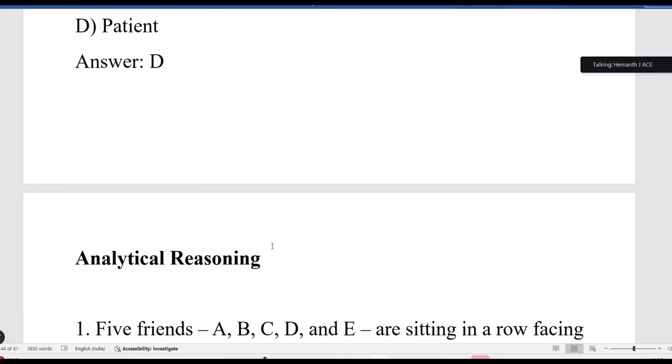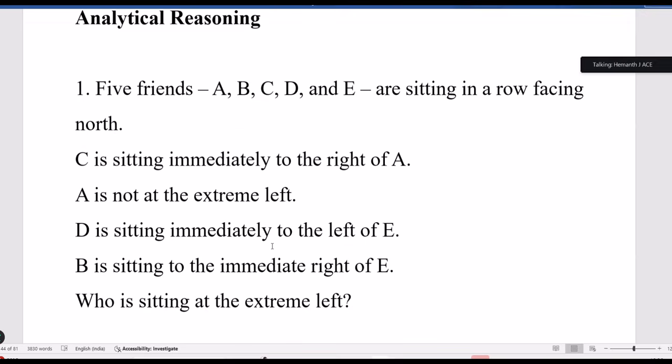Right, so let's see the next topic, analytical reasoning. We have to arrange this. We have 5 friends, arrange them with the given data. Let me know who is sitting at the extreme left side.